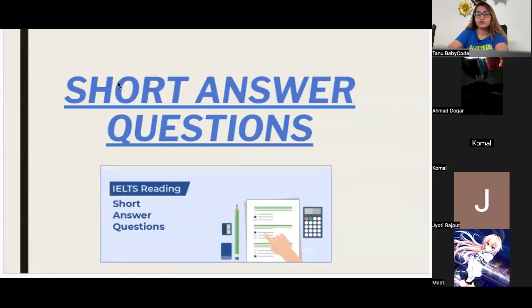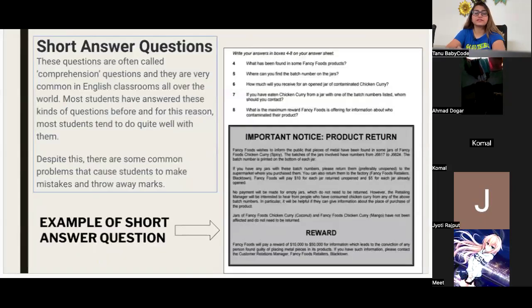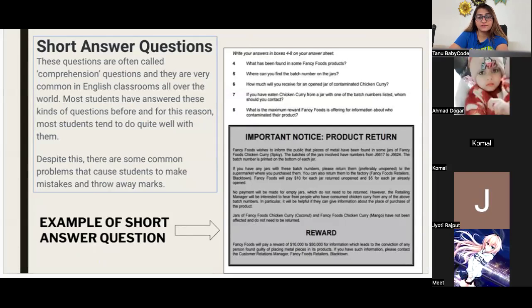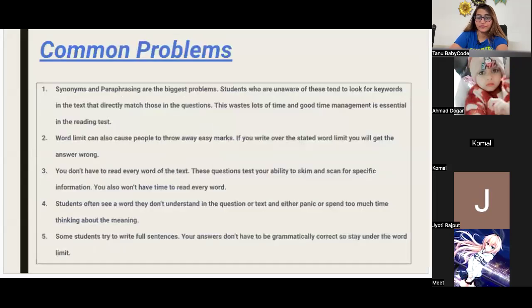Now let's move on to the short answer questions. Any doubts in the sentence completion part? No, ma'am. Okay. So what are short answer questions? These are also called comprehension questions, like we used to do in our school days. You will have the passage, and on the basis of the passage, you have to find the answers to your questions. Let's have a look at the example also.